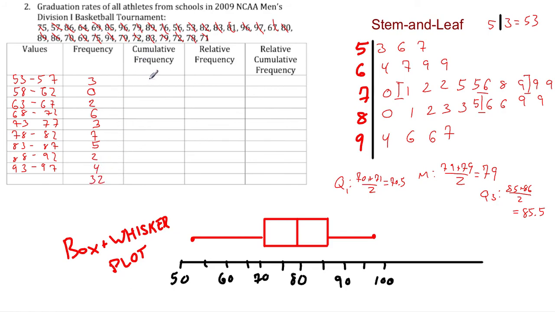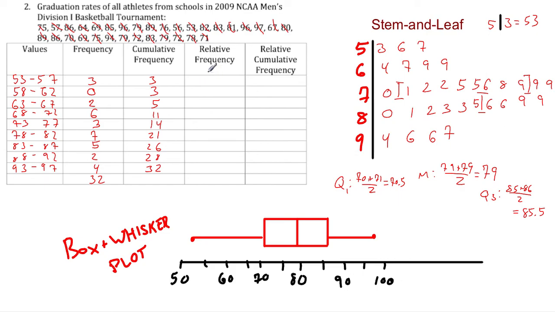So for cumulative frequency, I'm going to add up. So 3 plus 0 is 3. 3 plus 2 is 5. 5 plus 6 is 11. 11 plus 3 is 14. 14 plus 7 is 21. 21 plus 5 is 26. 26 plus 2 is 28. 28 plus 4 is 32. And that's the total that I want.